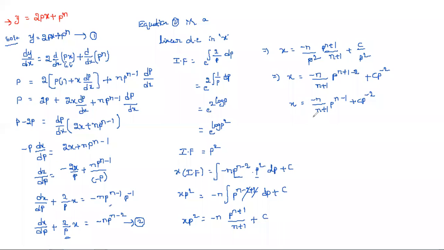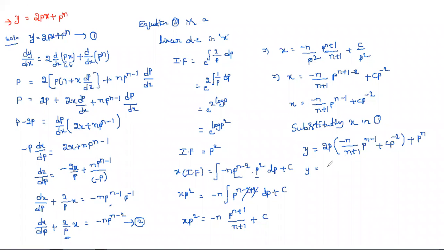So for that, simply we can substitute this x value in equation 1. So substituting x in equation 1, what will we get? y is equal to 2p into x, and for x you can substitute this total expression, minus n by n plus 1 p power n minus 1 plus c p power minus 2, plus p power n. I just substituted in place of x, and that's what we got.